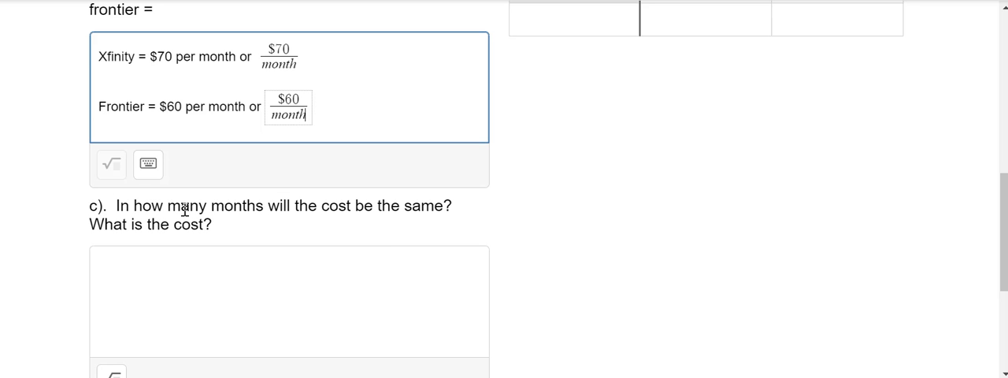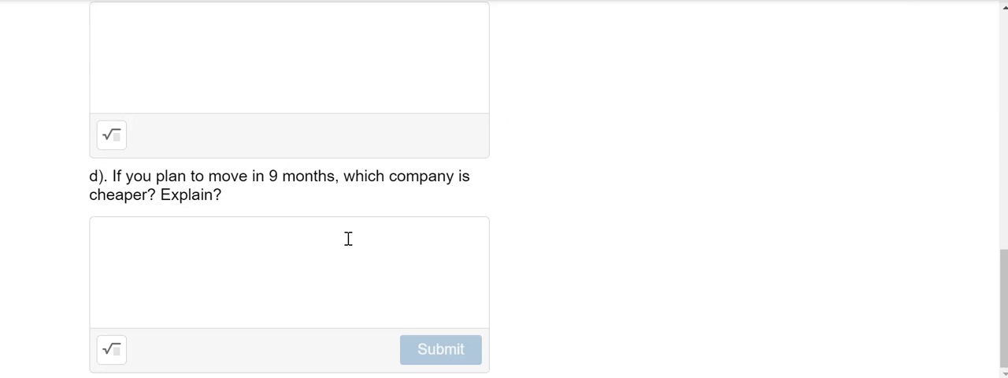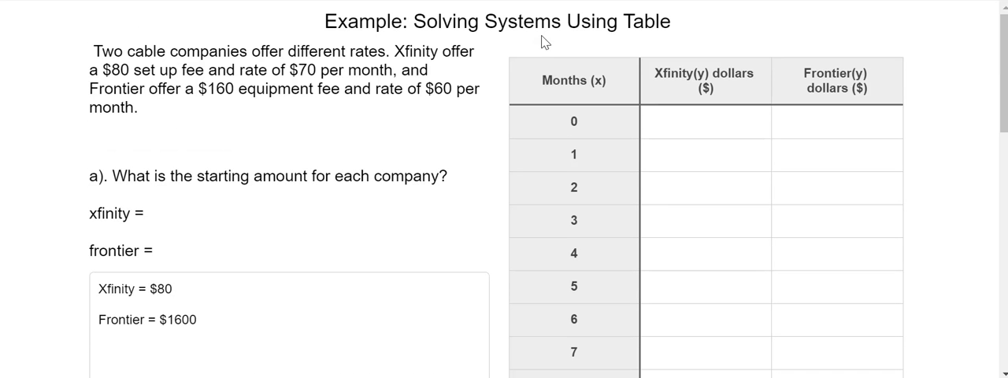Next question says, in how many months will the cost be the same? What is the cost? And the other question was saying, if you plan to move in 9 months, which company is cheaper? Explain why. Now you have to complete this table in order to answer those two questions. For the flat fee, for Xfinity it is $80, and for Frontier it is $160.